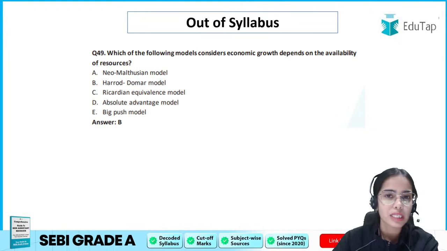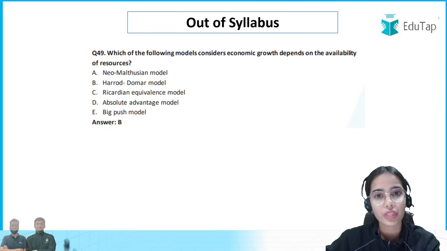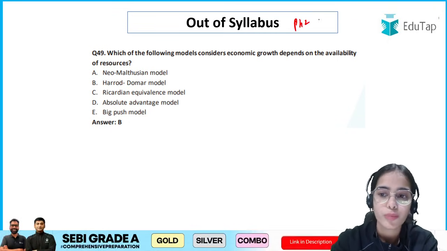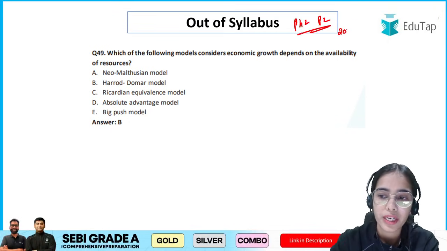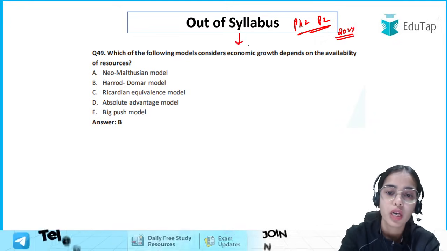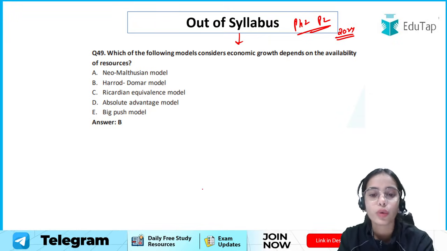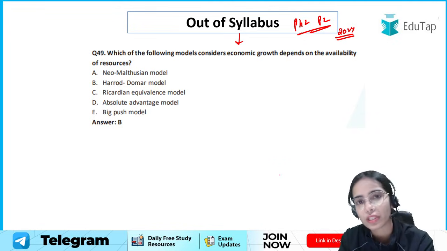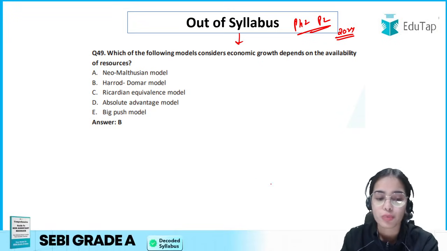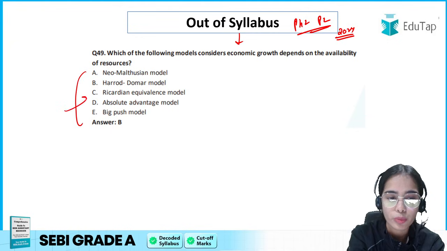Now, out of syllabus, is there any question that has come out of the syllabus? So yes, in phase 2 paper 2 in the SEBI Grade A 2024 examination, there was one question that was out of syllabus. Here directly you can see that some models were asked, or the question was directly from the models. If you know the Malthusian model, Neo-Malthusian model, or Harrod-Domar model, or Ricardian, or the absolute advantage model and such, so you will be able to do this question.